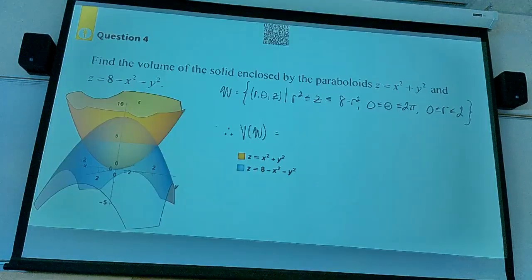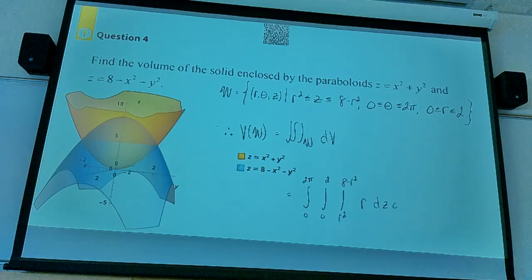Volume of the solid is, remember, just the integral over the solid of dV. There is the iterated setup: integral from 0 to 2 pi, integral 0 to 2, integral r squared to 8 minus r squared, r dz dr d theta.